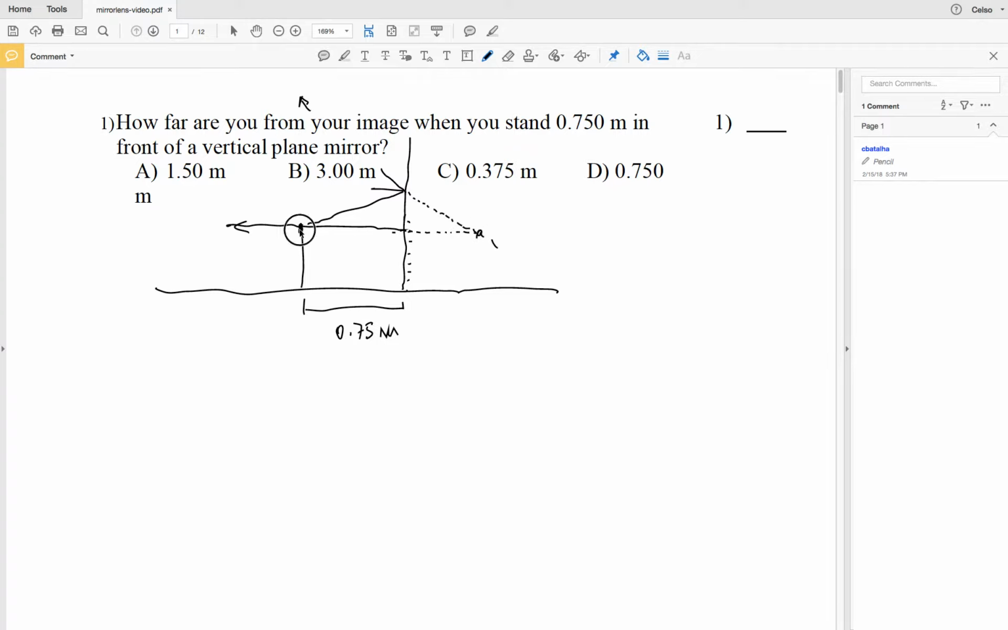You can do the same exercise with any other angle. And then it rebounds. In fact, it doesn't go anywhere else because it hits the floor. But then you take the extension, and it goes in there. So your image is right here, right? That is the image. So how far is the image from you?